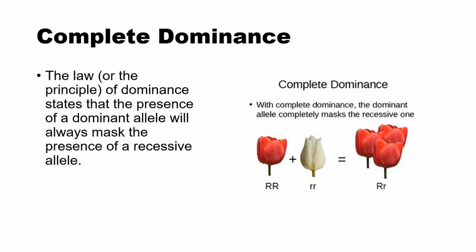So, you can see here in the diagram, you can see that when we say complete dominance, with complete dominance, the dominant allele completely masks the recessive one. So, here you have yung dominant allele na capital letter R. And then you have yung recessive allele na small letter r. So, yung dominant allele na capital letter R, it will dictate yung red color ng flower. While yung recessive allele na small letter r, yung i-dictate niya is white flower.